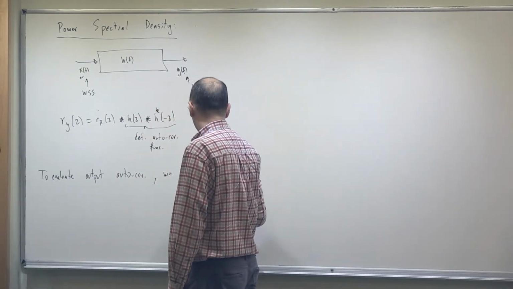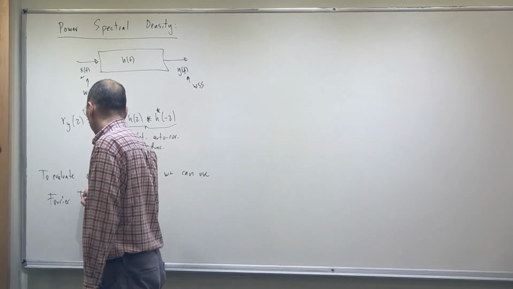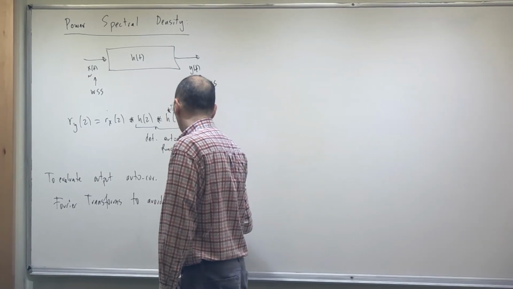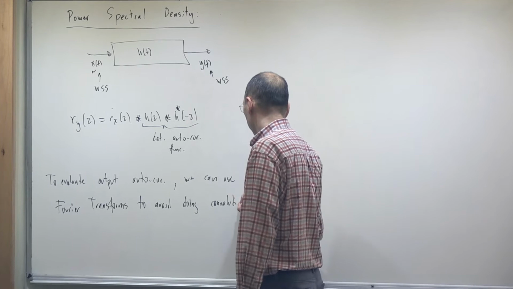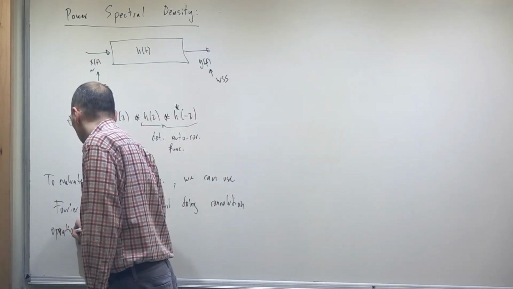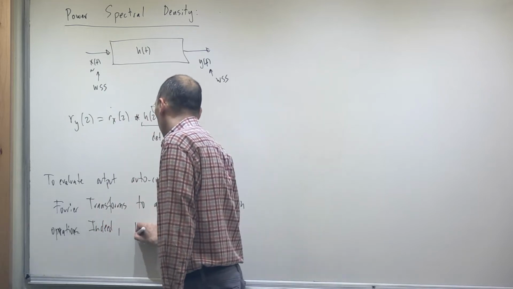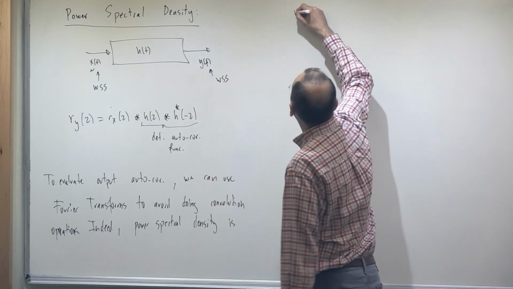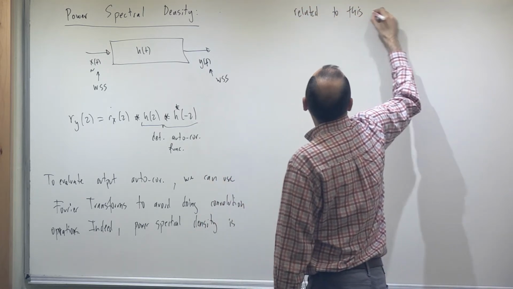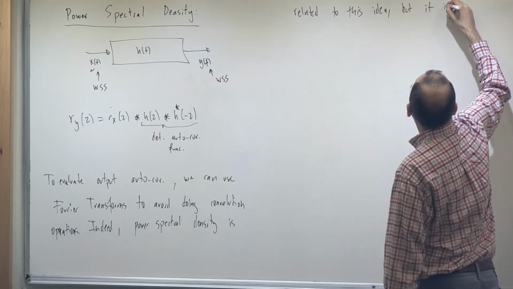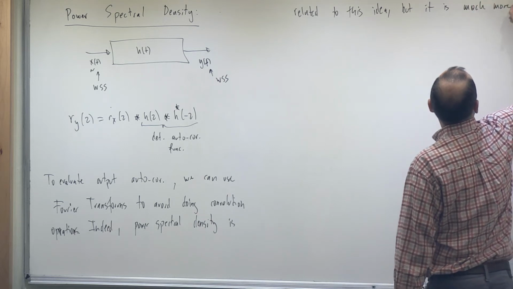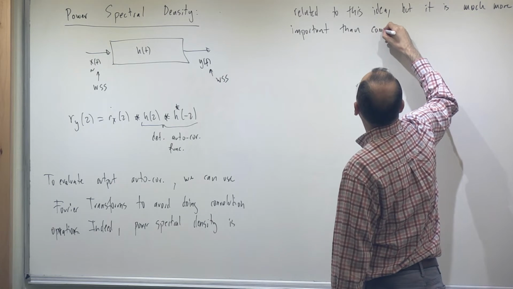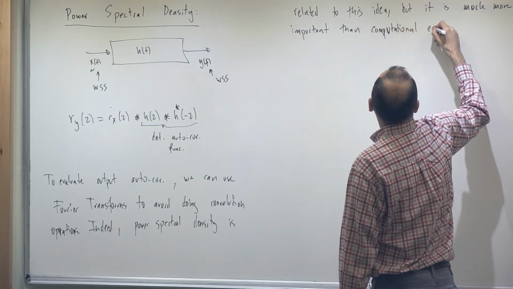We can use Fourier transforms to avoid doing convolution operations. Indeed, power spectral density is, let me write it over here, related to this idea, but it is much more important than computational, let's say, ease. Okay.